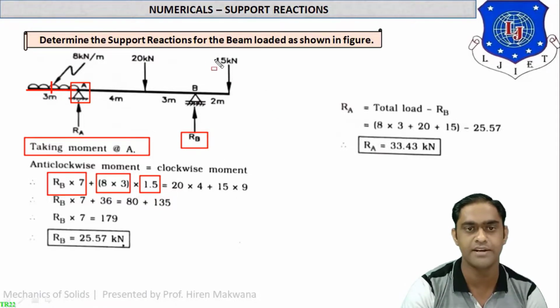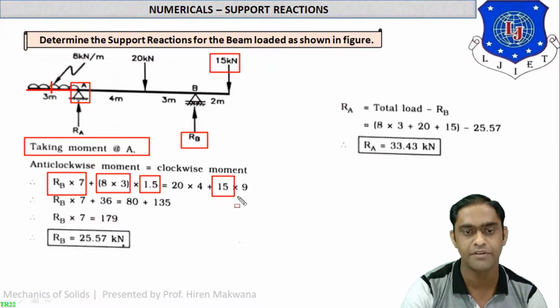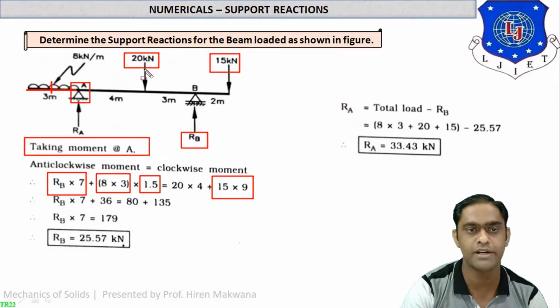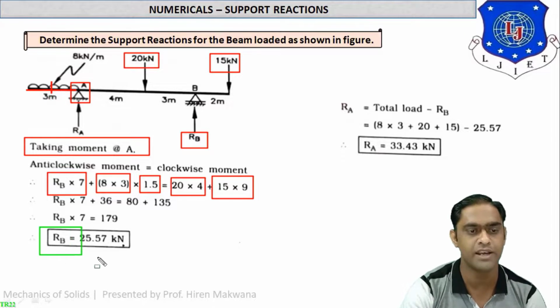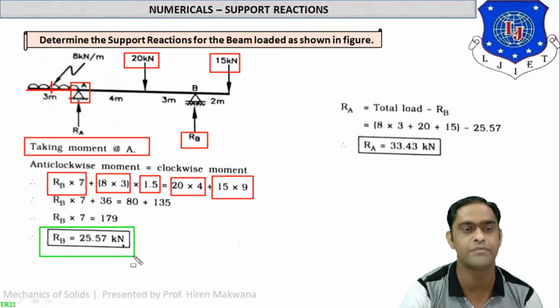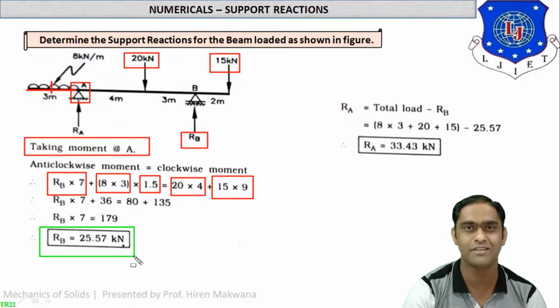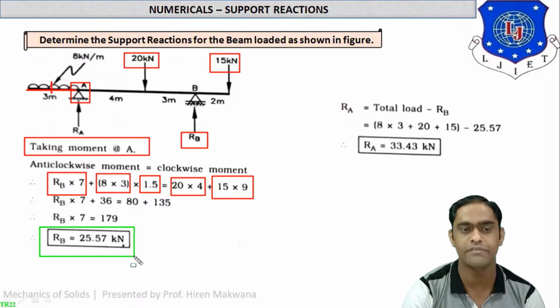Coming on to the clockwise side, 15 kilonewton is clockwise because it is moving downwards, and the distance up to point A will be 4 plus 3 plus 2. So the total will be 9. 15 into 9 is the first clockwise movement. This is the second clockwise movement, 20 kilonewton load vertically down. Its distance up to point A will be 4 meter. So 20 into 4. Just solve all the things and you will get RB equal to 25.57 kilonewton. So this is the first reaction, RB 25.57 kilonewton.